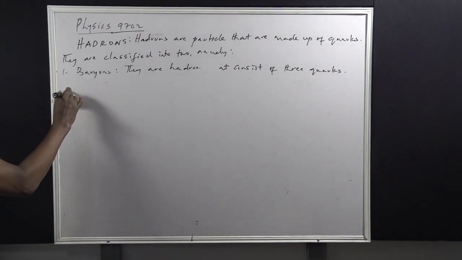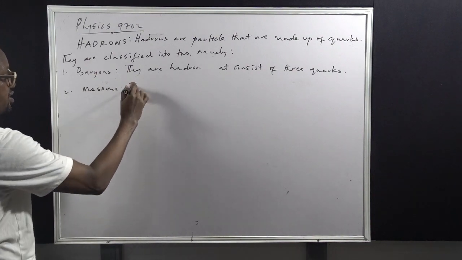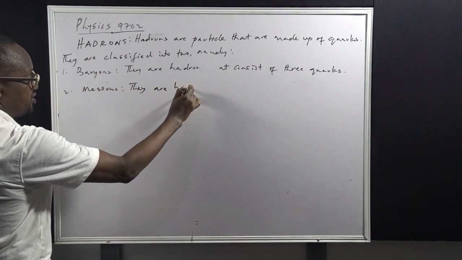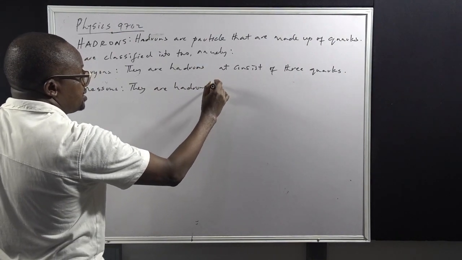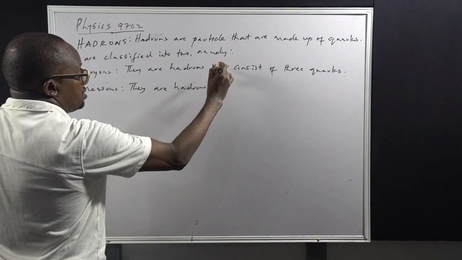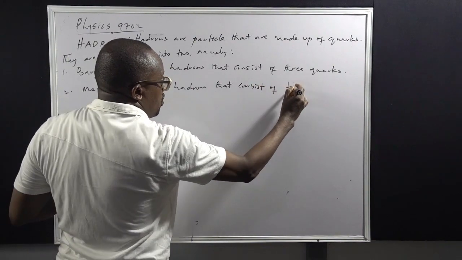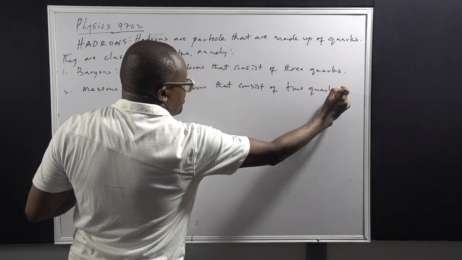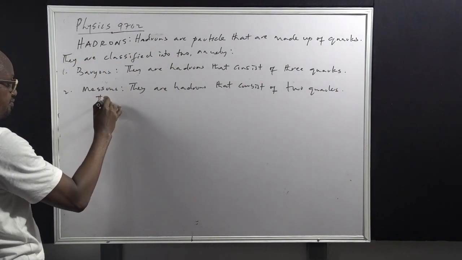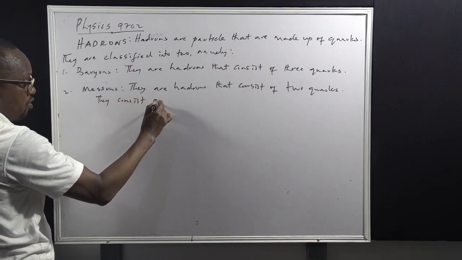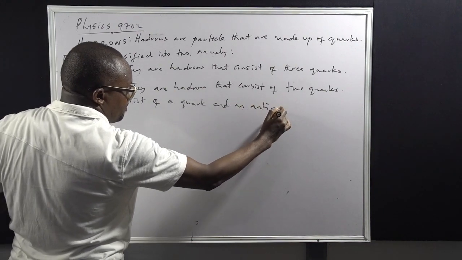Then the second classification of hadrons, they are referred to as mesons. Mesons are hadrons that consist of two quarks, i.e. they consist of a quark and an anti-quark.